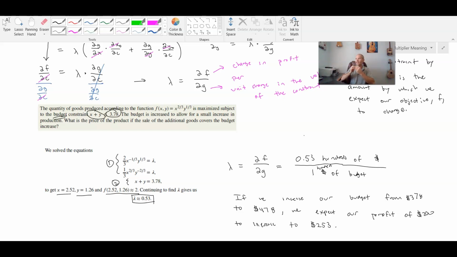It just gives us the sense of, does it even make sense to consider trying to increase our budget? If we found out that this was a negative value, in some cases, by increasing your budget, maybe you're just throwing more money into the system, but you don't have enough workers to do the extra production, so maybe you're actually losing money by injecting more into the budget. So if lambda came out to be negative, we know that it wouldn't even make sense to try to increase our budget. But in this case, it seems like we could possibly make more money.